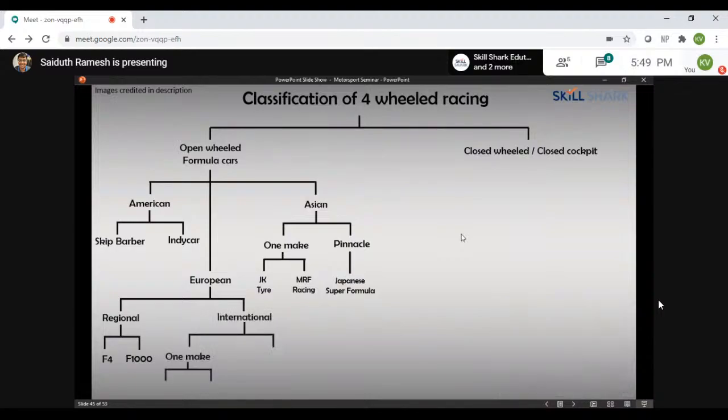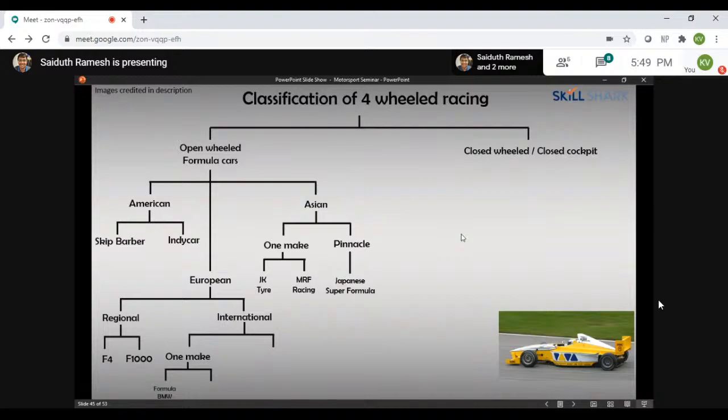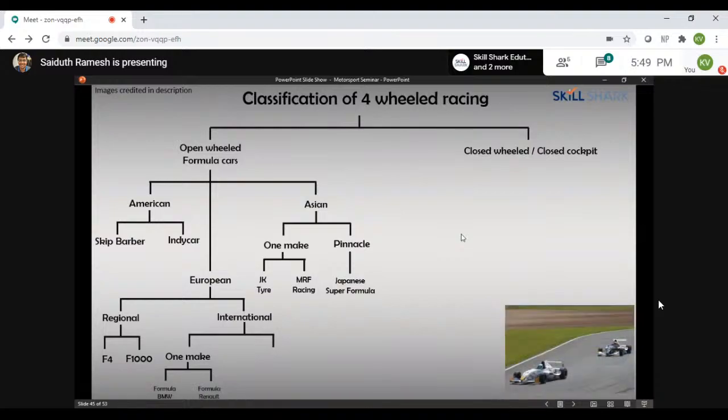Internationally, you have Formula BMW, but this was the series that Sebastian Vettel came from. So he really made a mark in motorsport from there. You also have Formula Renault, which is more popular. Formula Renault, they use 3.5-liter V8 engines. So it's quite interesting if you want to watch junior racing.